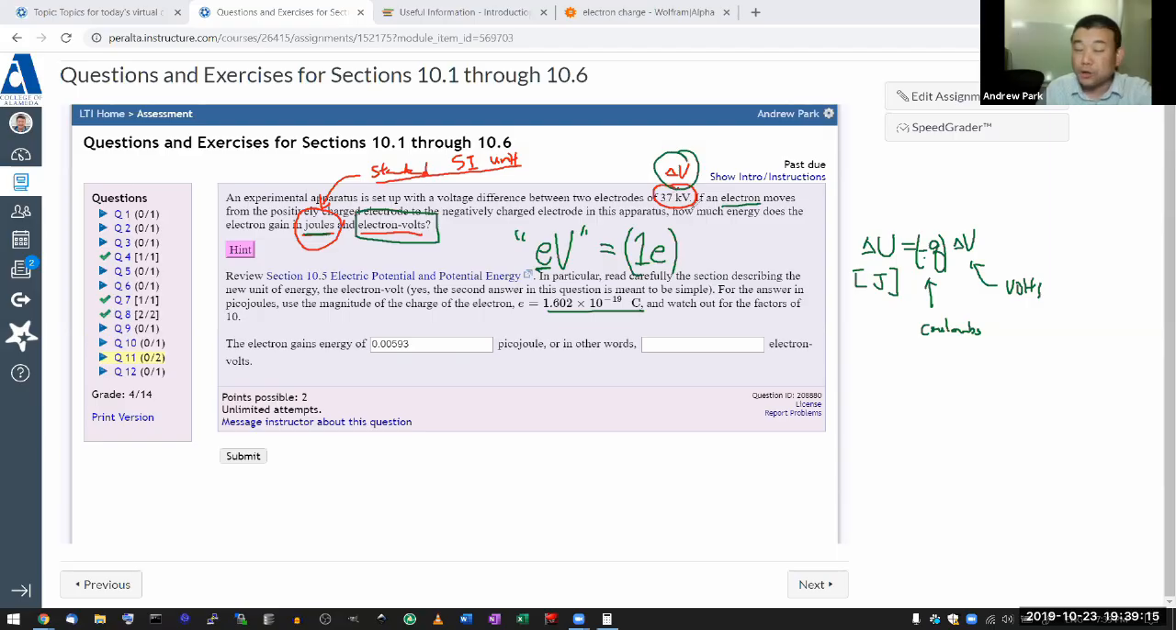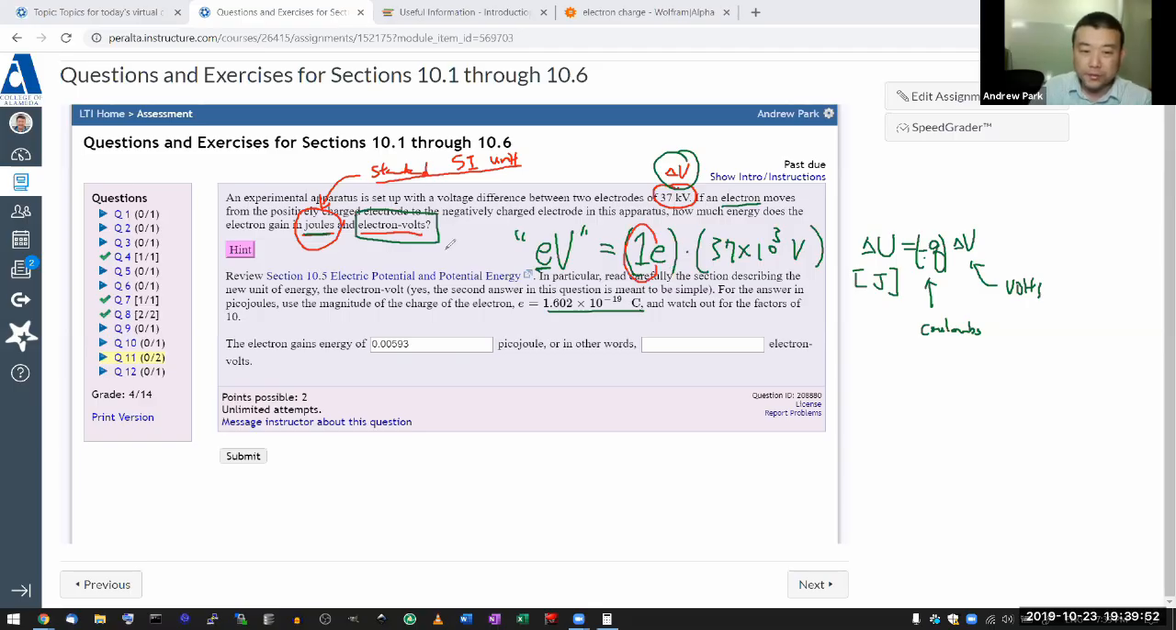So 37 kilovolts, that's going to be equal to 37 times 10 to the 3 volts. So when you plug in these numbers, then you get how much energy the electron gained in electron volts. But looking at this, I hope you realize that you don't actually have to calculate any number.